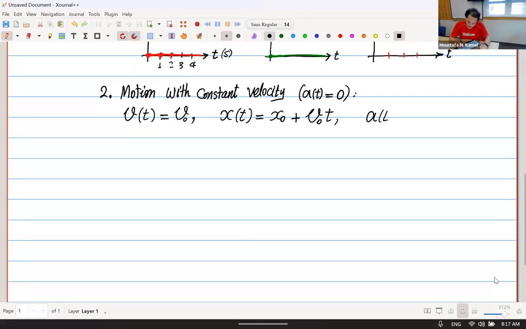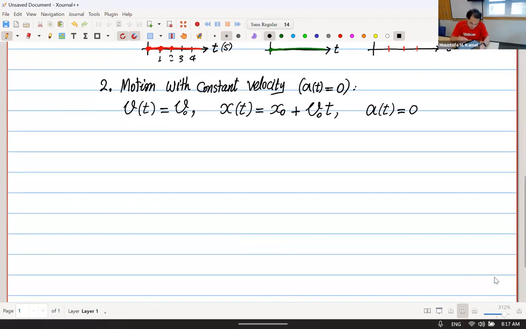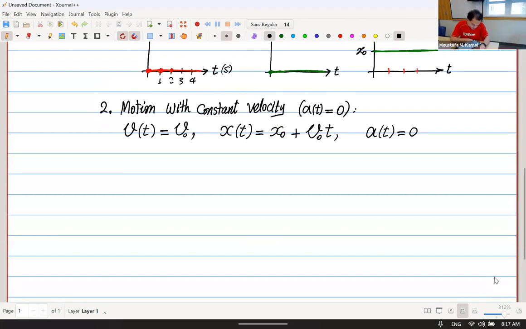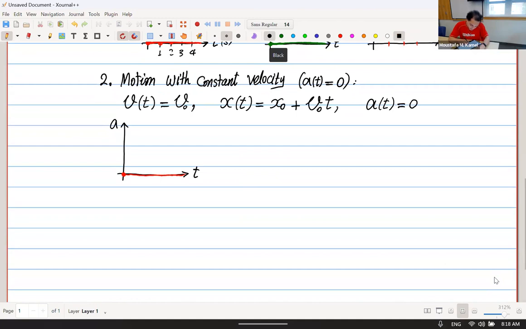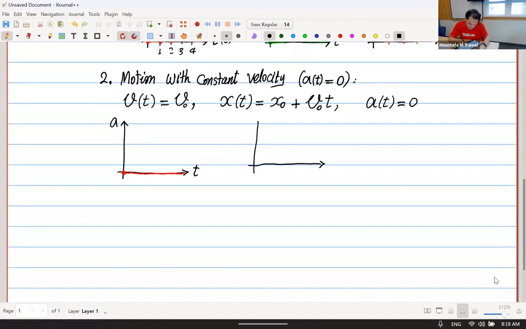And again, acceleration is 0 by definition of constant velocity. So if we wanted to graph that as we did above, let's start with acceleration as a function of time. It's still not interesting. It's 0. So it's here, just a line. But velocity will not be 0 anymore. Assuming velocity is positive, if our initial velocity is to the right, moving to the right, then the graph is like this.